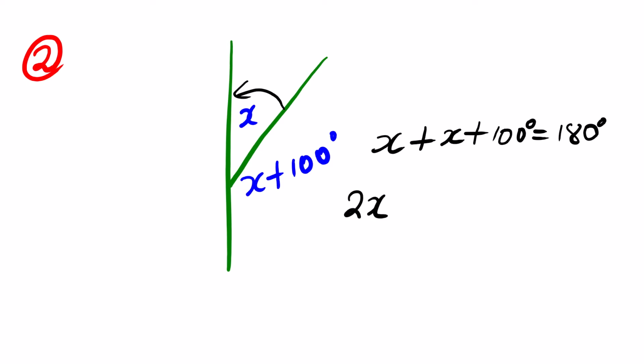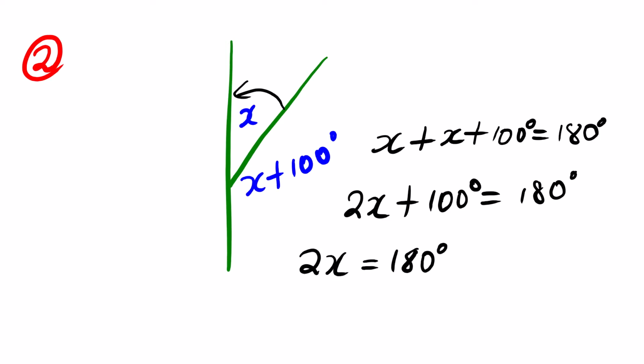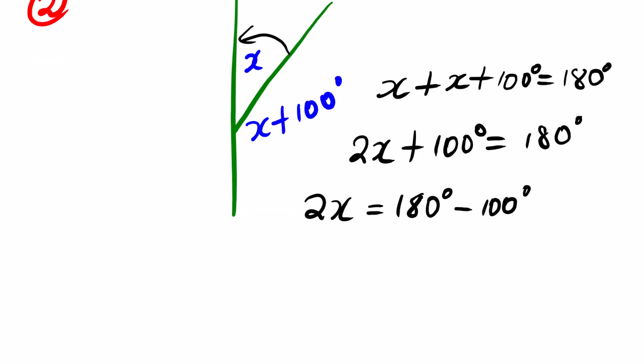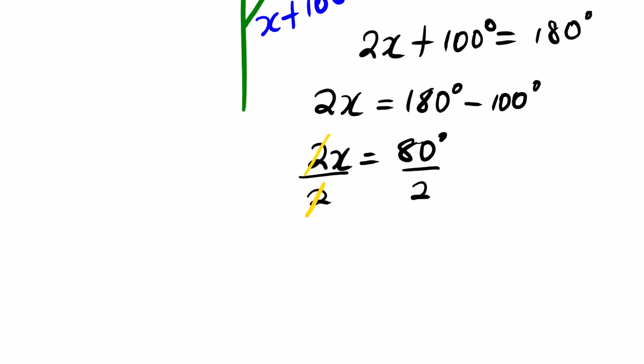And from here we have 2x plus 100 is equal to 180. Then from here we have 2x is equal to 180 minus 100. Then 2x is equal to 80 degrees. Then we divide both sides by 2. We know that this will result in 1 multiplied by x is equal to 80 divided by 2, which is 40 degrees.